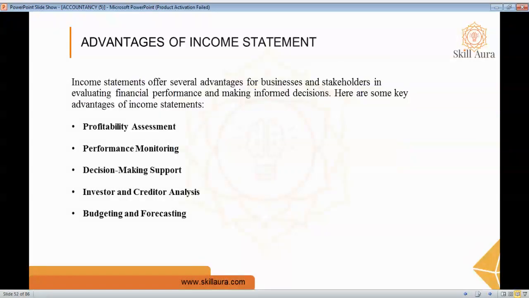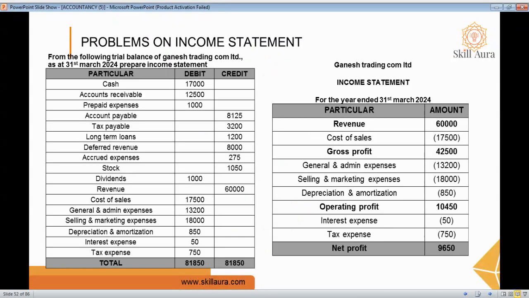Let's know the advantages of the income statement. There are five important advantages: profitability assessment, performance monitoring, decision making support, investor and credit analysis, and budgeting and forecasting. I think there is no need to explain this, you'll understand. Let's go to the next topic.